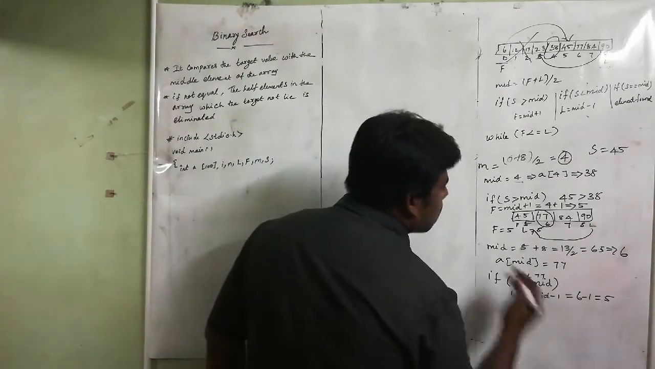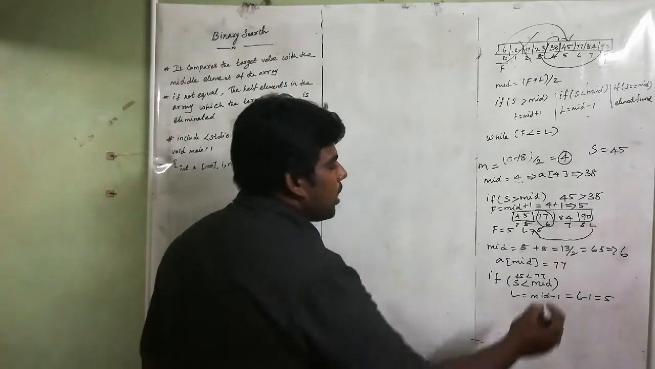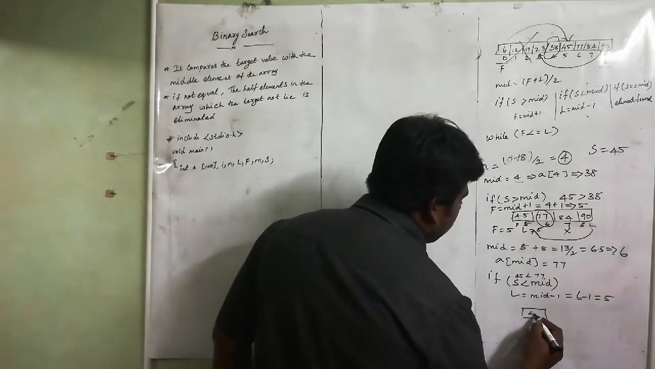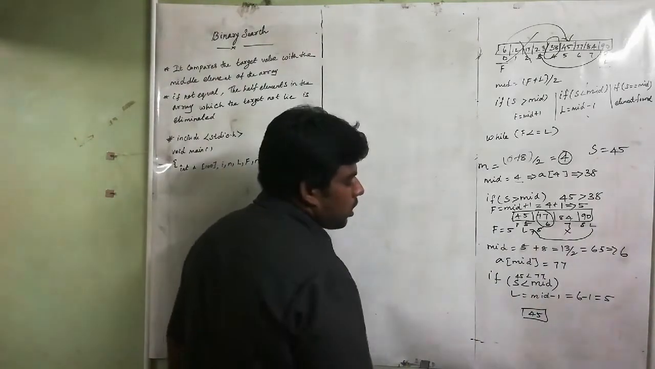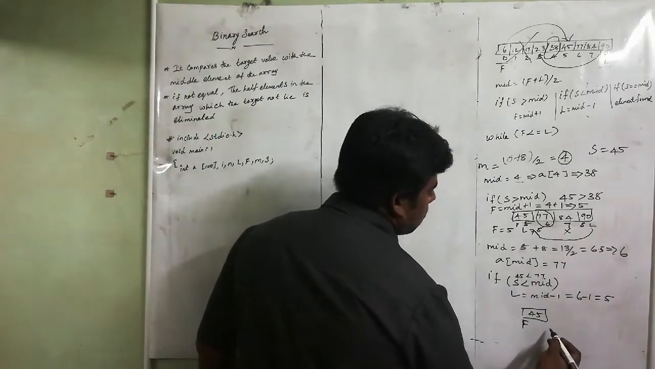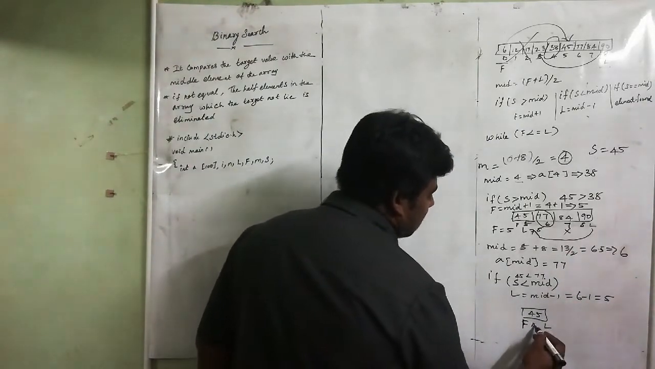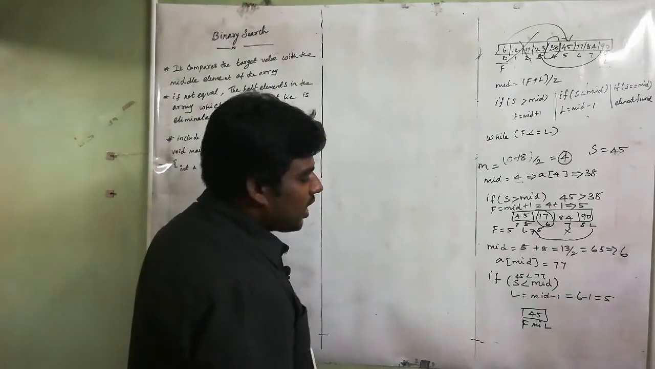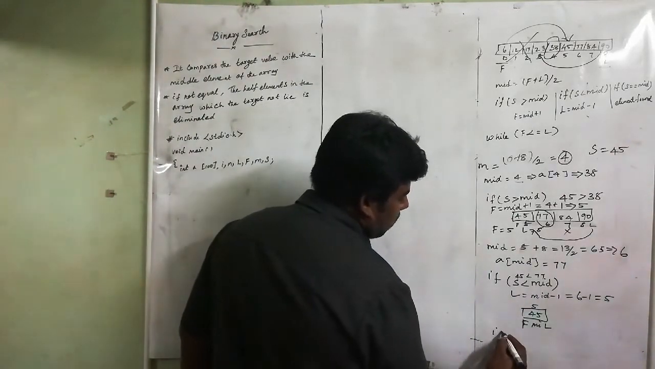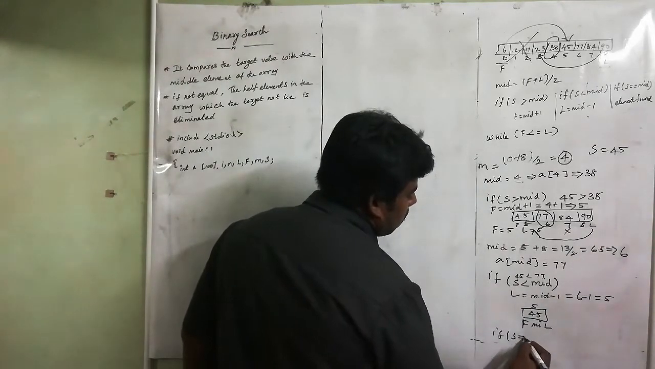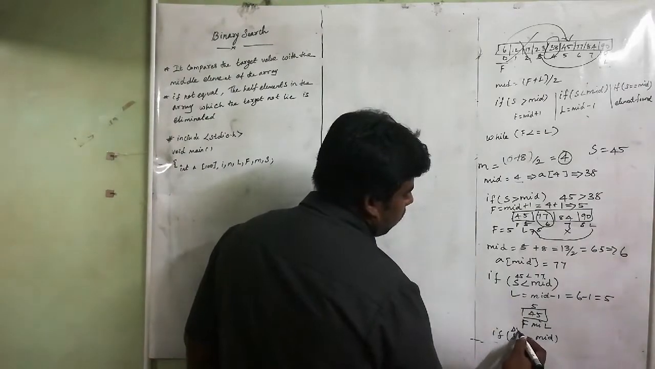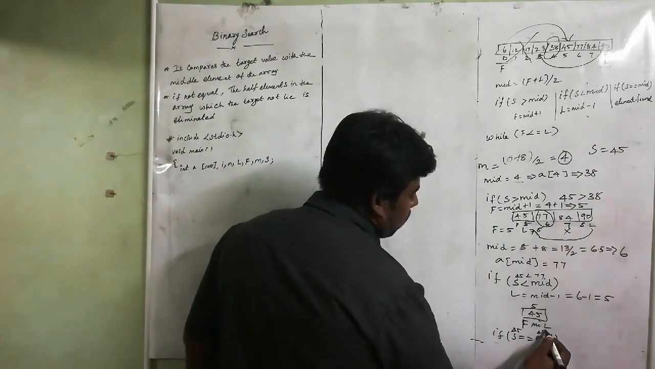So now the other parts will be eliminated. This part will be eliminated. So now the element is 45. So this is first, this is last and this is mid. So what's the index? 5. Now if S equals mid, the third condition. What is the search element? 45. What is mid here? 45.